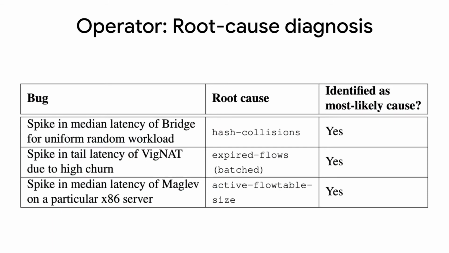For operators, performance interfaces can help them conduct precise root cause diagnosis for in-production anomalies. The reason is that when you have performance formulae expressed as a function of PCVs, you will typically have a strong correlation between observed performance anomalies and one of the performance formulae. For instance, you might encounter anomalies due to a number of hash collisions, or due to high churn, or due to the flow table not fitting on a particular x86 server. We encountered all of these while doing this work, and in each case, the performance interface was able to precisely pinpoint the root cause.